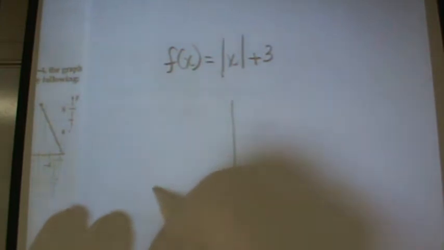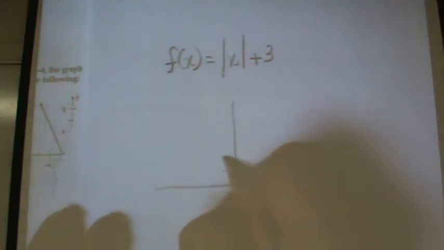What if it said absolute value of x plus 3? How do you graph that? You're going to shift it up 3. Up 3. So what is its D value?